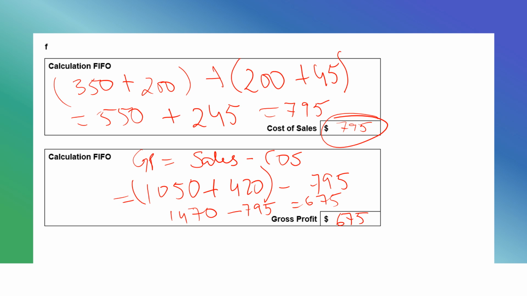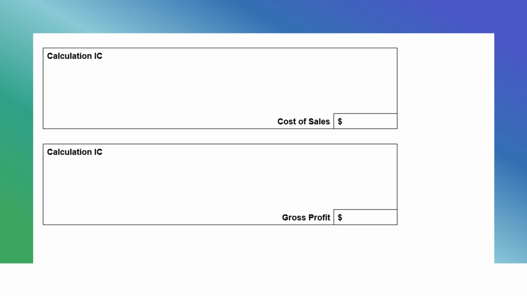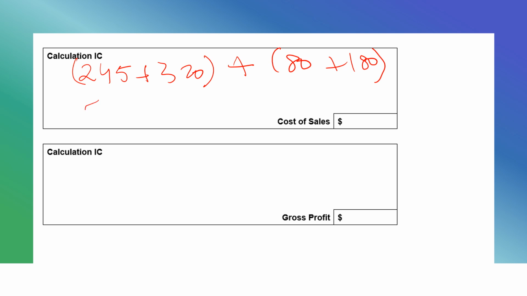And the same thing now, but using IC. So IC: 245 plus 320 plus 80 plus 180, 565 plus 260, which would give us 825. Now calculating gross profit, same formula again.